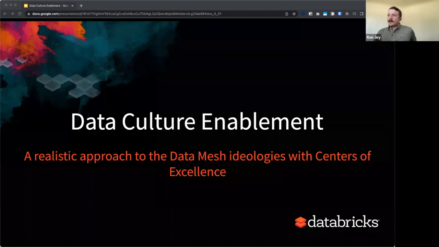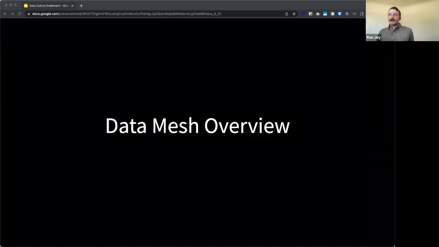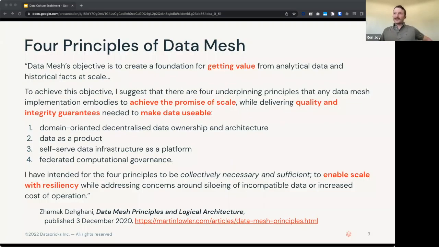All right, so again, a quick overview of data mesh. We're not going to go super deep into data mesh, but I did just want to make sure that everybody's familiar with it. It's the hot topic right now. Everybody's talking about it. Data mesh is a series of 4 principles, essentially, right? The idea here is to have domain-oriented, decentralized data ownership and architecture.